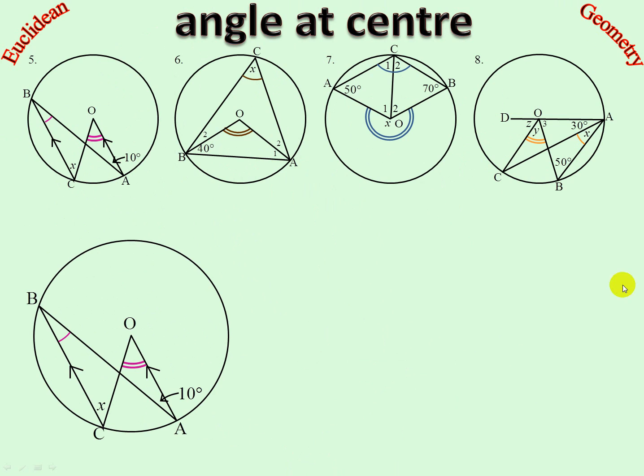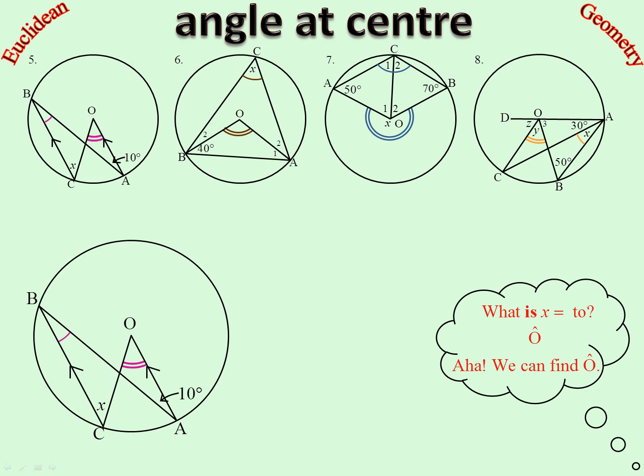Number 5 here. We have to find x. Now, notice that x is not subtended by an arc. Unfortunately, it ends here again. So therefore, we need to have a look further afield. We can say, well, what is x equal to? Well, we have parallel lines. X is equal to that angle. So we need to find that angle there, in fact.